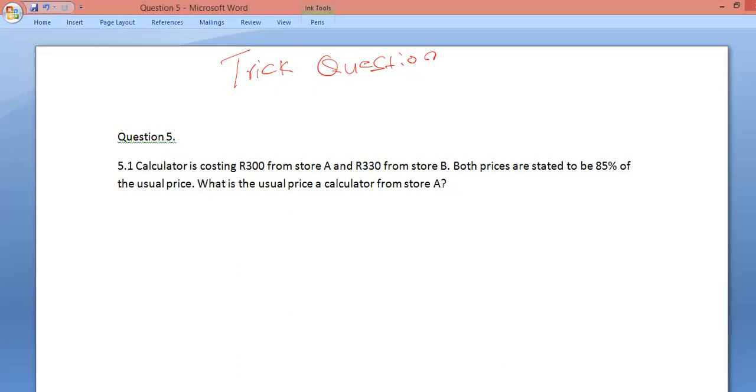Hi guys, today we're looking at this trick question. This was from one of the past question papers, and it reads: a calculator is costing 300 rand from store A and it's costing 330 from store B. Both prices are stated to be 85% off the usual price. What is the usual price of a calculator from store A?